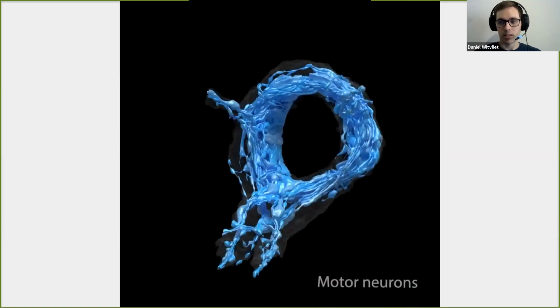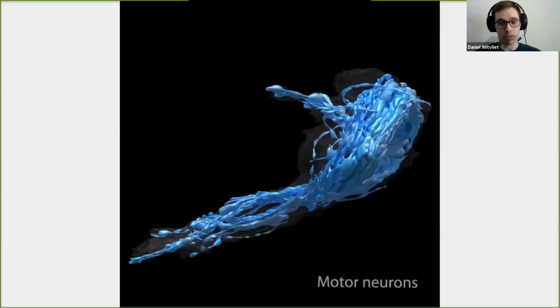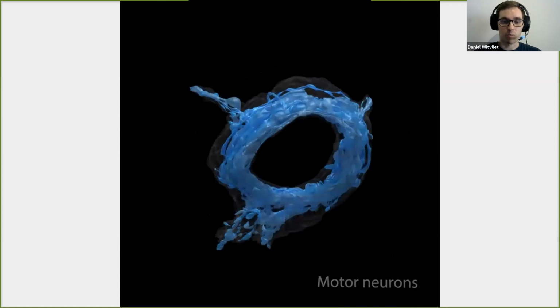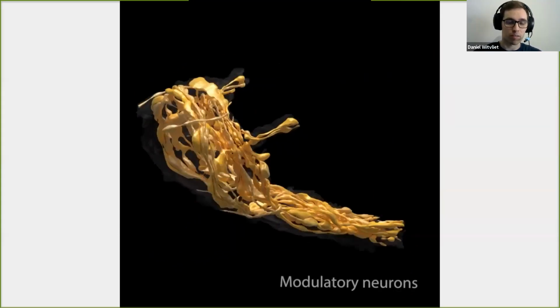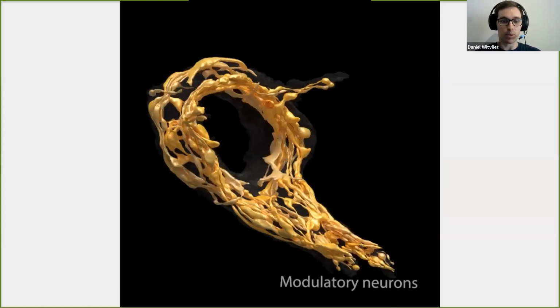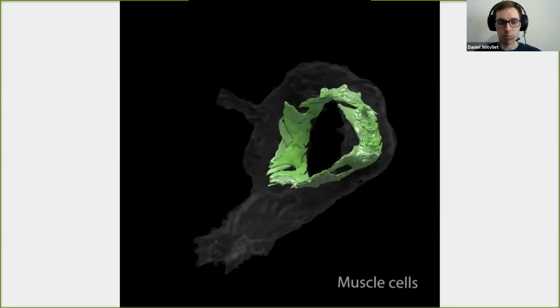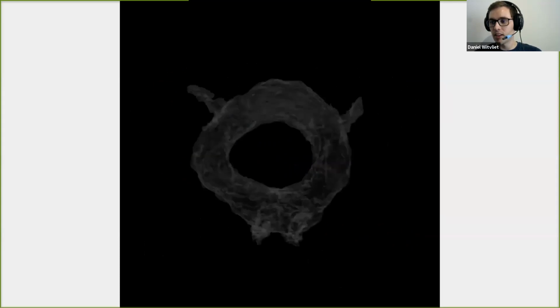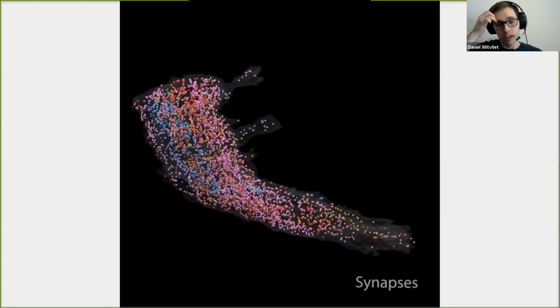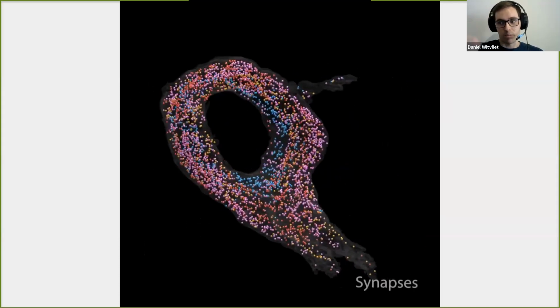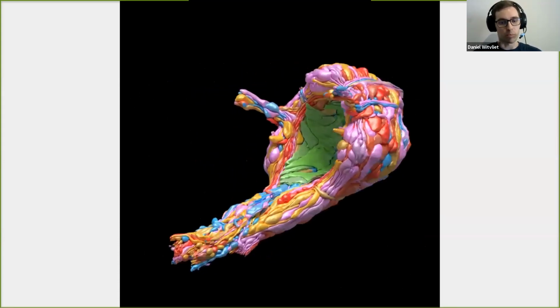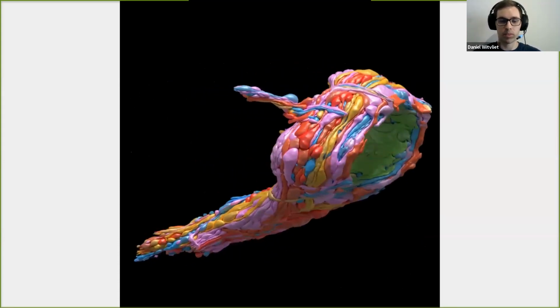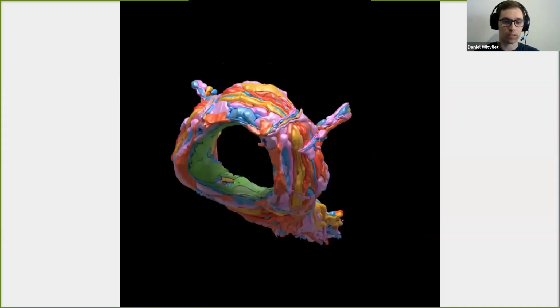And other than having, of course, the anatomy of all the different cells, we also reconstructed the connectivity, so basically labeling every single synapse between every single cell, which it should show in a second. There we go. So basically this way we can reconstruct the connectome of an animal, the brain connectome.